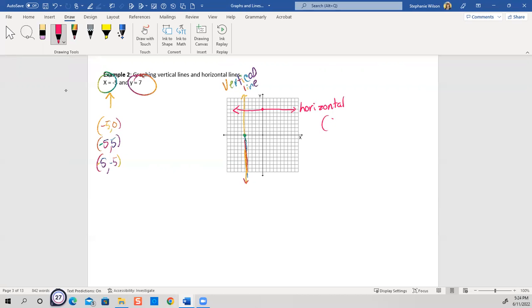So if I write the ordered pair, I know I get 0, 7 for the y-intercept. I can write -7 for x and 7 again for y because it's not changing. I'm just going to stick with 7 for x and 7 for y. If you notice, what doesn't change? The y's on the horizontal. On the vertical, the x's don't change.